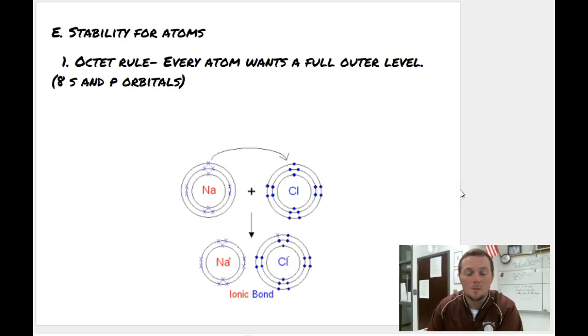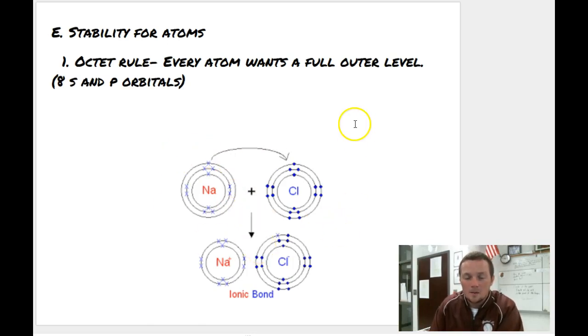So here it is, the stability for atoms. Every atom wants to become stable. You need to know that, highlight that somewhere: every atom wants to become stable. They want to have the octet full. So there's the octet rule. It says every atom wants to become stable in an outer level. The outer level is the valence electrons. If we're looking at the Bohr model to make it easier, it's this outside ring. These outside rings are the valence electrons, or the outer octet. The octet rule is dealing with this outer ring.